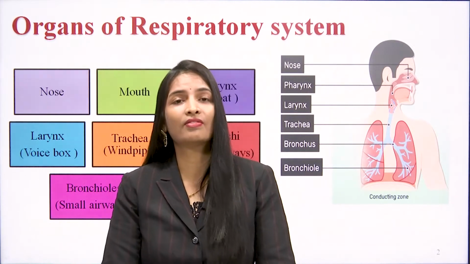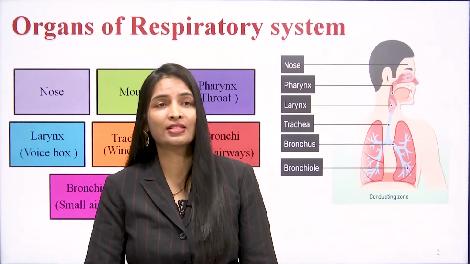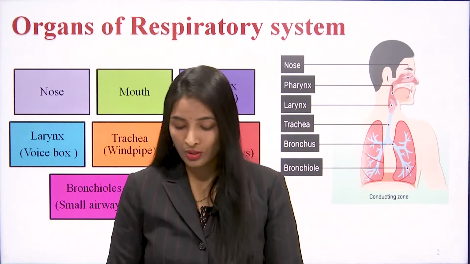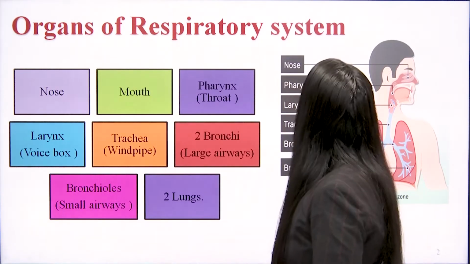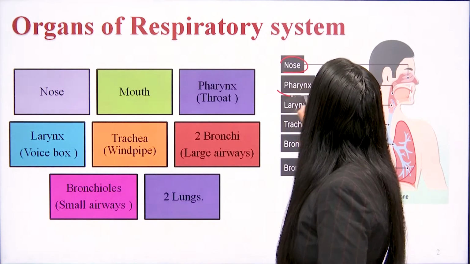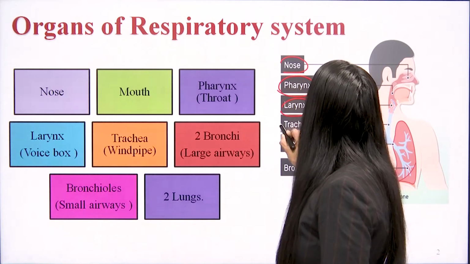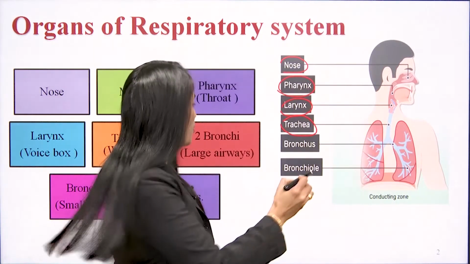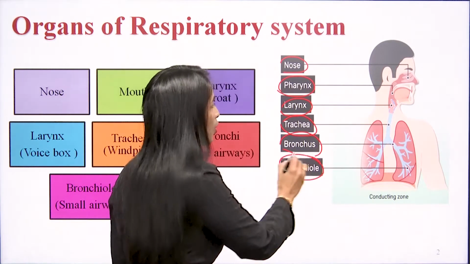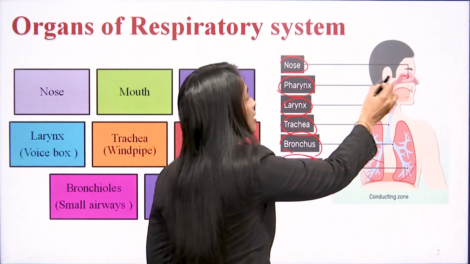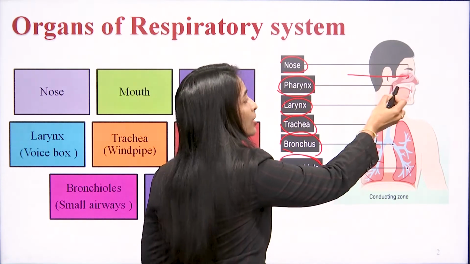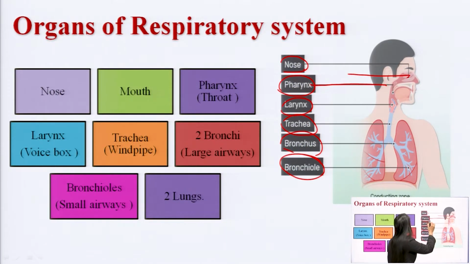So, what organs fall under the respiratory system? Here you will see the nose, mouth. So, let us see here. What organs are formed here? Nose, pharynx, larynx, trachea, bronchus and finally bronchiole. If you see here, you can identify the nose, and below the nose you can see the pharynx, which you can call the throat.